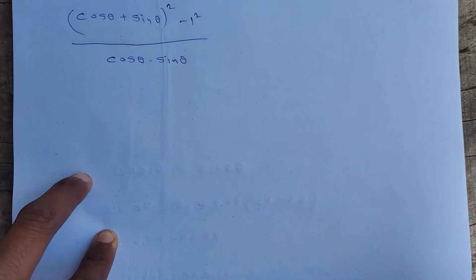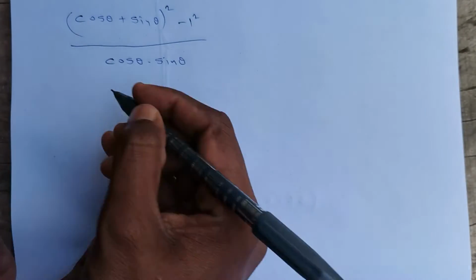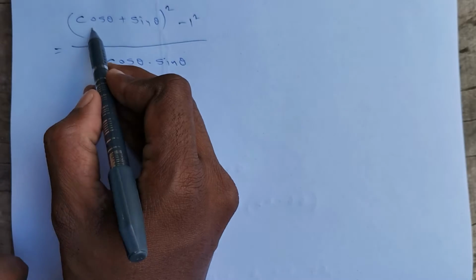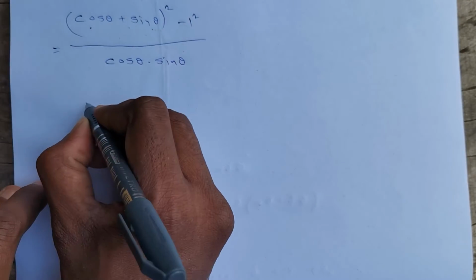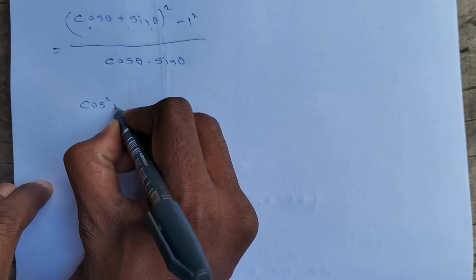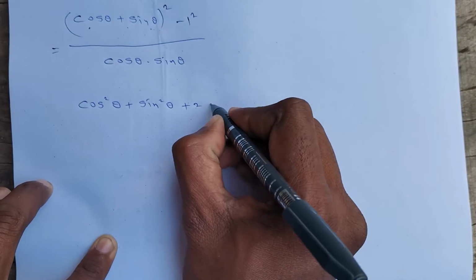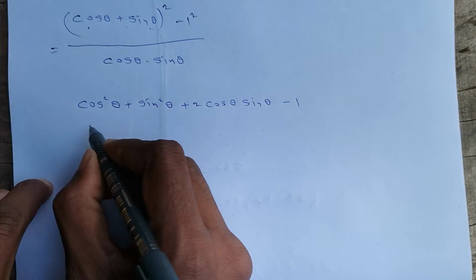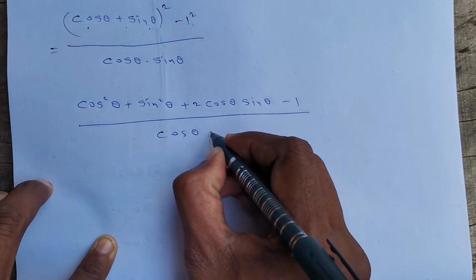Now in the numerator we have (cos θ plus sin θ) whole square, which is in the form of (a plus b) whole square. If we expand it, we get cos² θ plus sin² θ plus 2 cos θ sin θ, minus 1, because 1 square is 1, whole divided by cos θ sin θ.